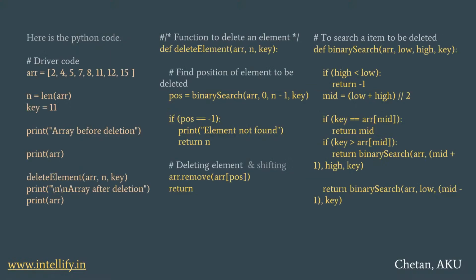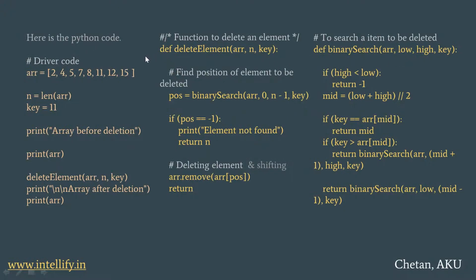So now come to the coding part. Here I wrote code in three parts: first, second, and third. This first part is the main function from which the execution of the program starts. This is the delete element function, which is used for deleting an element from the array, and this is the searching algorithm. I used binary search here; you can use linear search also for finding the index of the element we want to delete from the array.